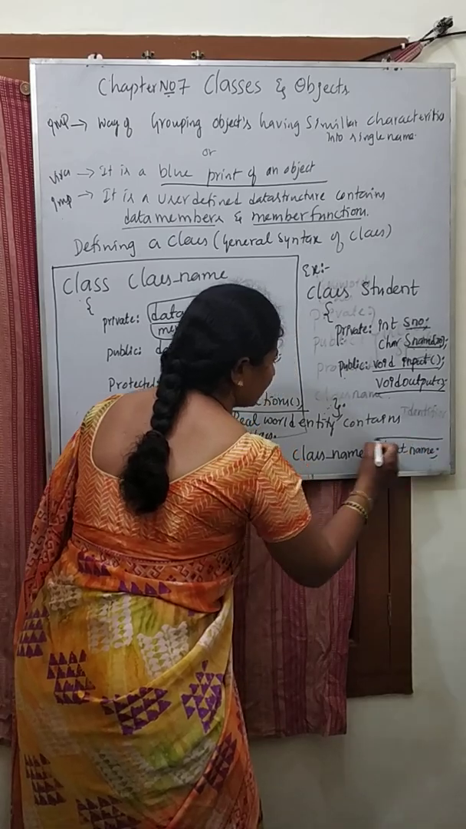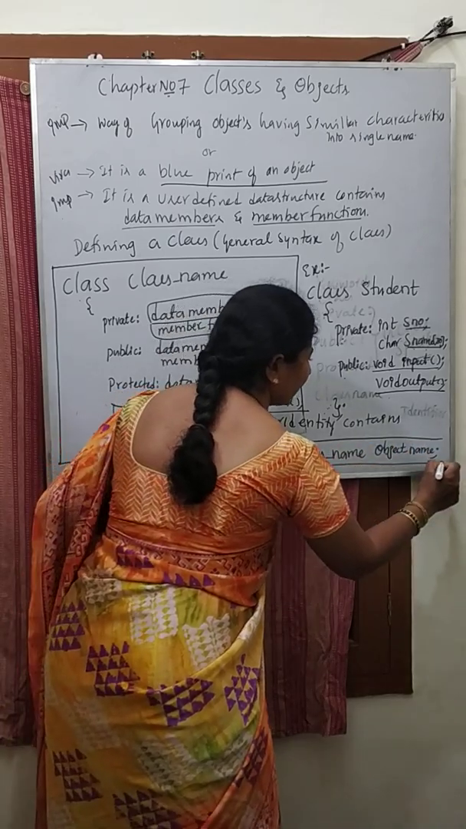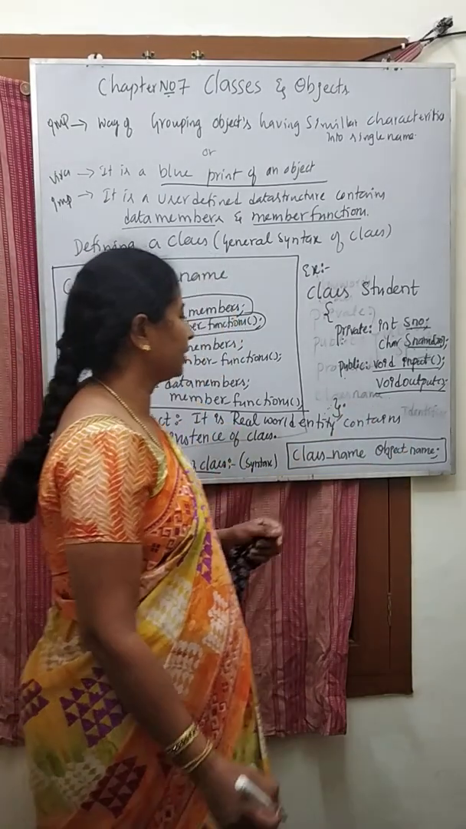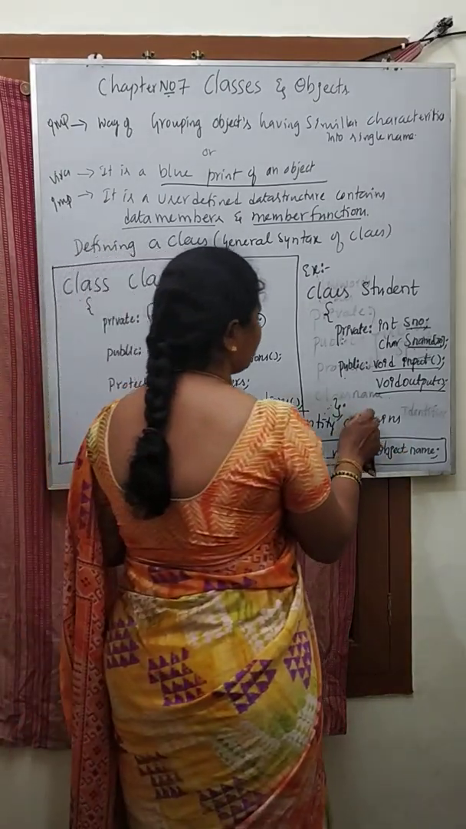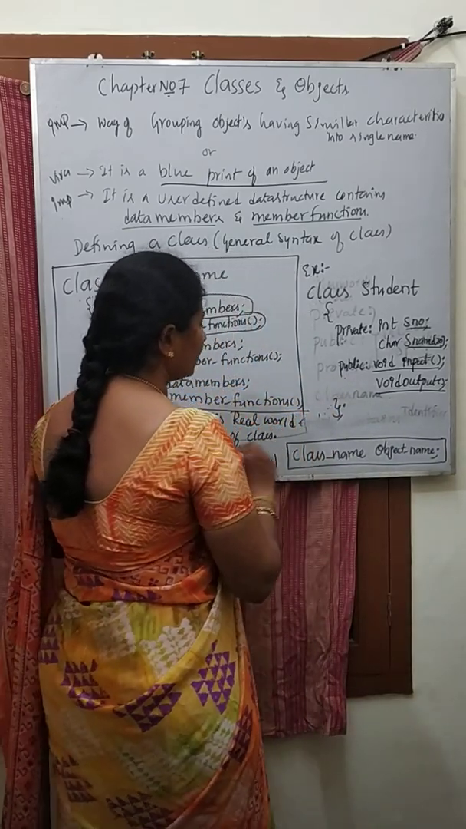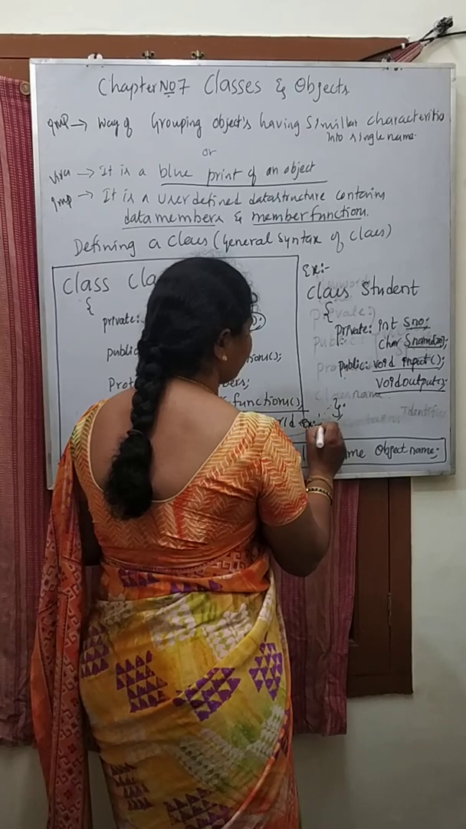Followed by object name. This is your syntax. What is the syntax of this? Class name followed by object name. Here I have created one class, right? How can I write it? For example, I am writing here.